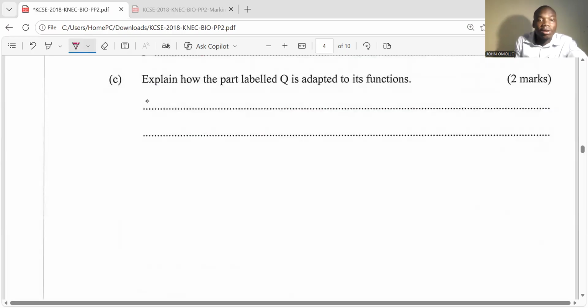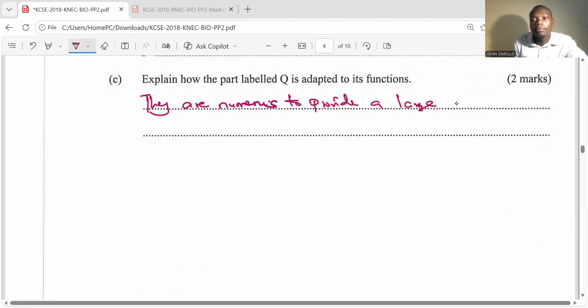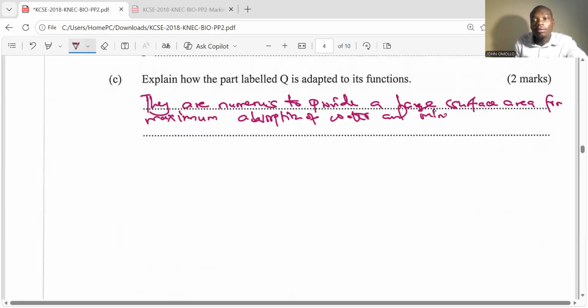Rhizoids, so we can talk about how they are numerous. They are numerous to provide a large surface area for maximum absorption of water and mineral salts.